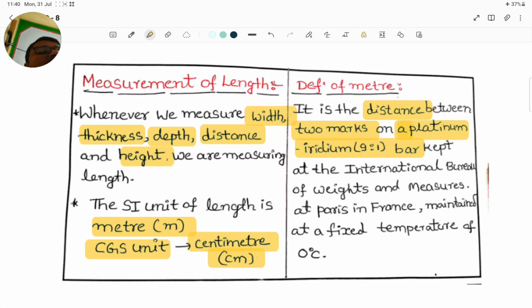I am repeating once again. Meter is the distance between two marks on a platinum iridium bar kept at the International Bureau of Weights and Measures at Paris in France, maintained at a fixed temperature of 0 degrees Celsius. Here the platinum and iridium are in a 9:1 ratio.